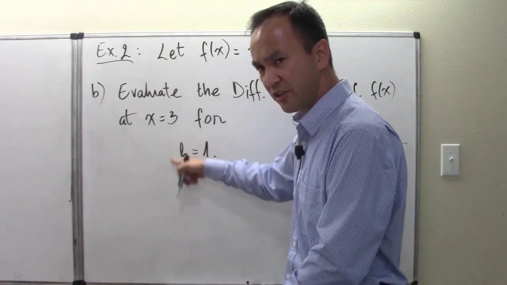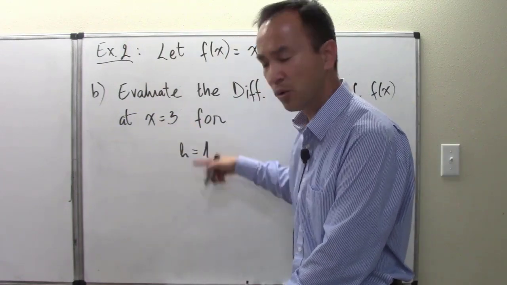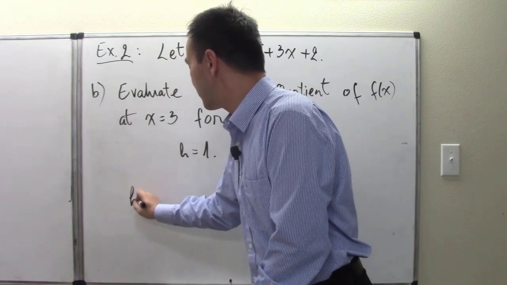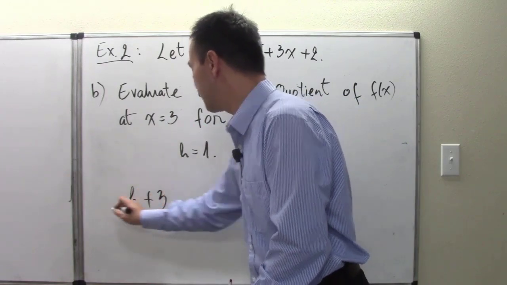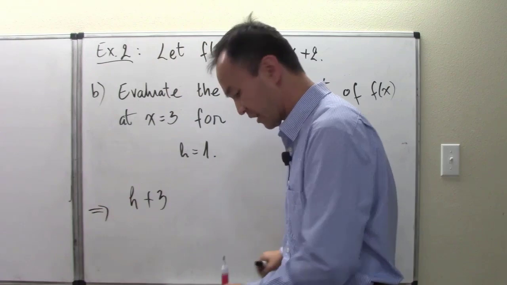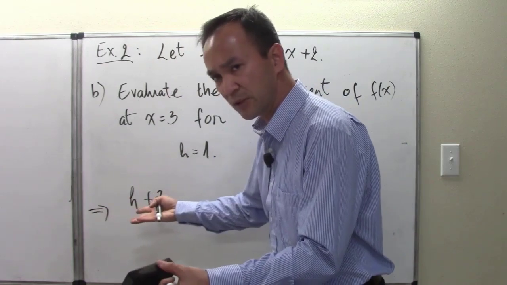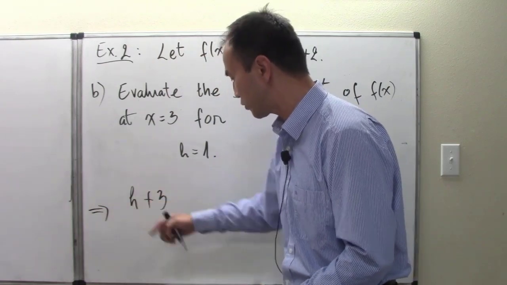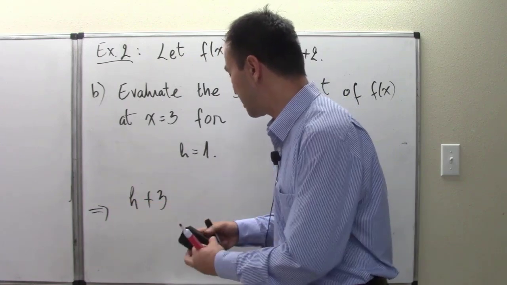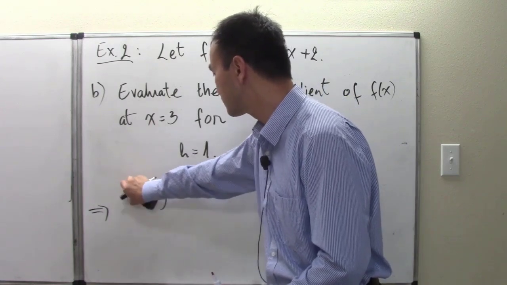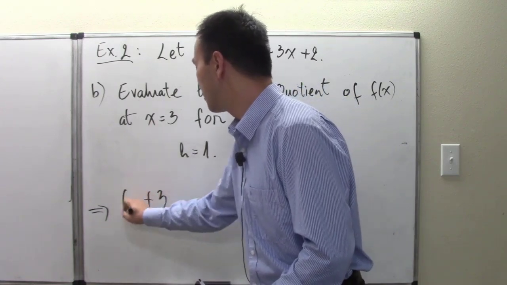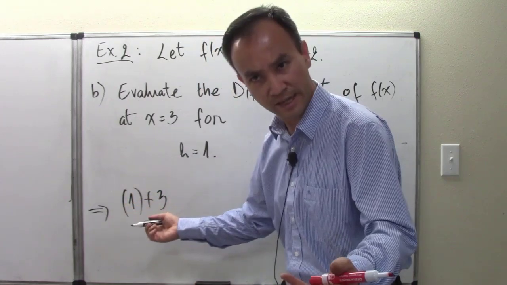So now when h is specifically assigned to be 1, then h plus 3, leading into the difference quotient, is going to give us... The difference quotient was already reduced down to h plus 3. But now that is going to be 1 plus 3. That's how simple that is.